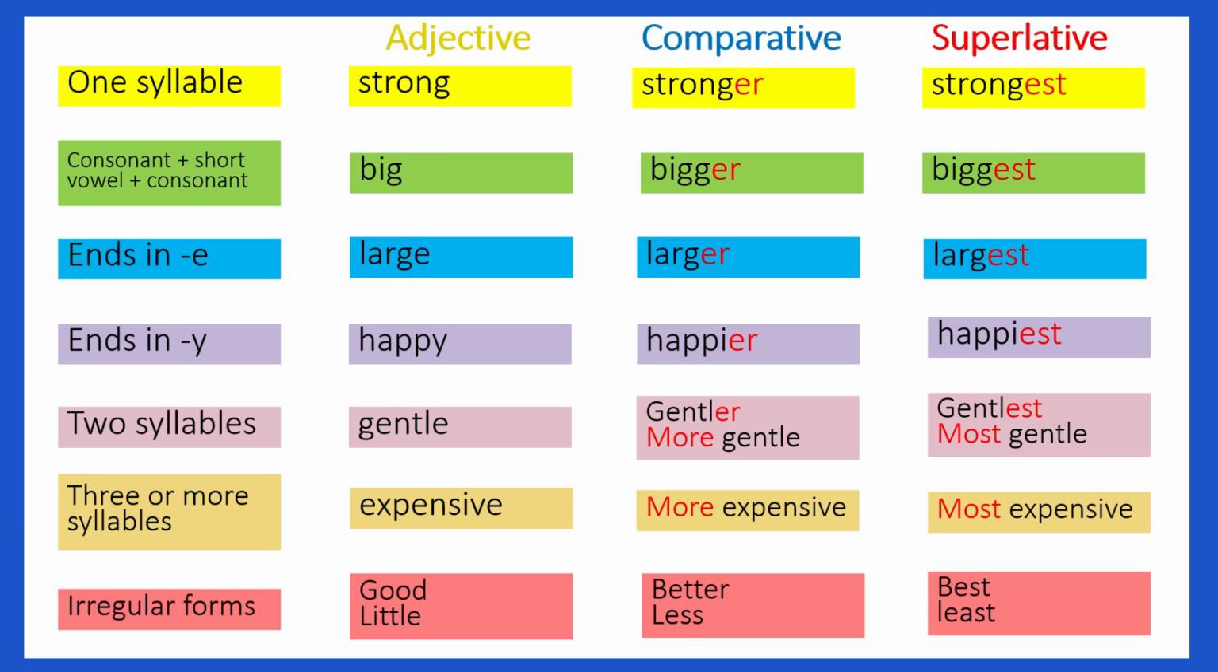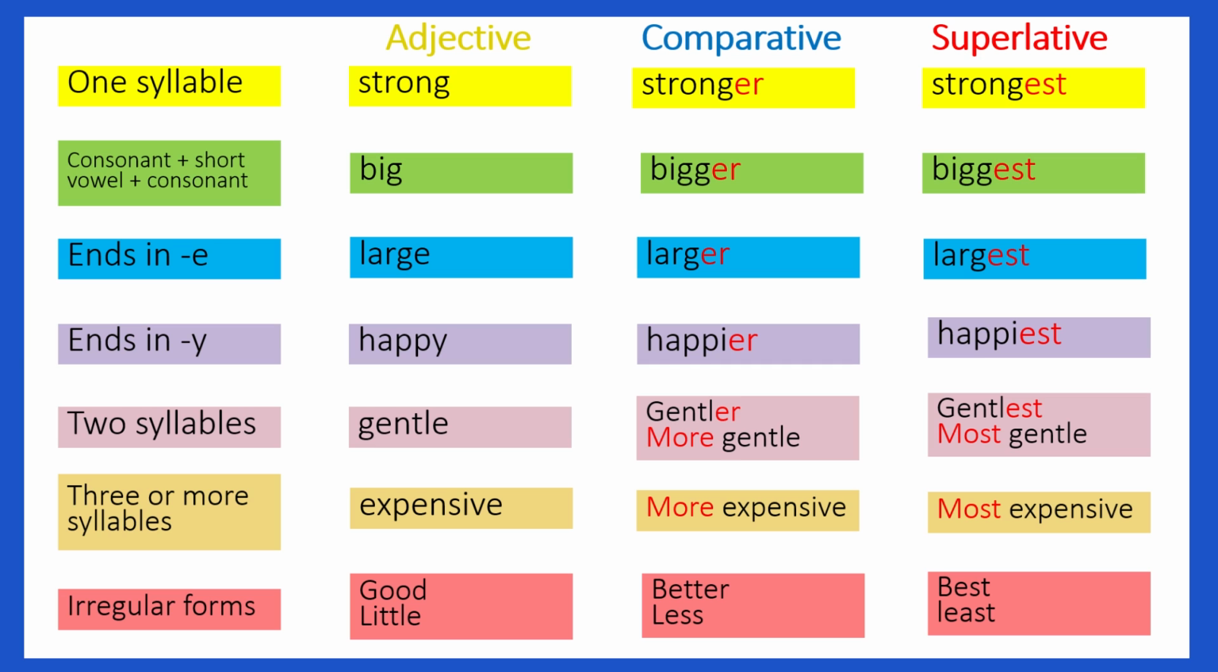Okay, for example, strong. For comparative, we will add er and it becomes stronger, and for superlative, we will add est, which will become strongest.